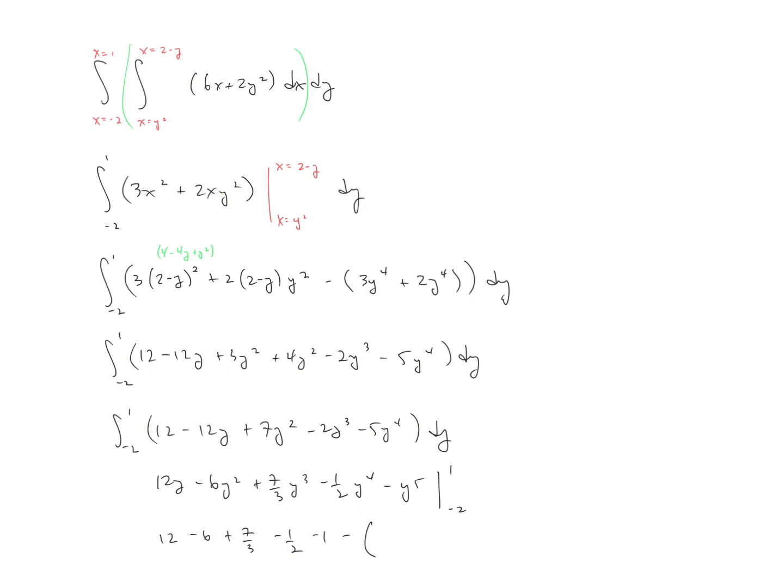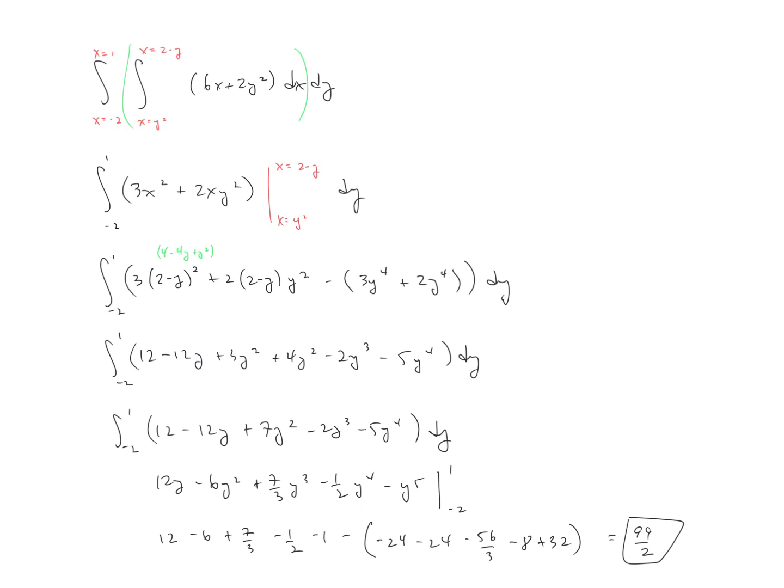So now I'm getting ready to plug my negative 2 in for all these y's. This will give us a negative 24 for that first one, a negative 24 for the second one, a minus 56 over 3 for the third one, a minus 8, and a plus 32. So lots of numbers there, but it is just evaluating. And this ends up giving us 99 over 2 for the final answer.